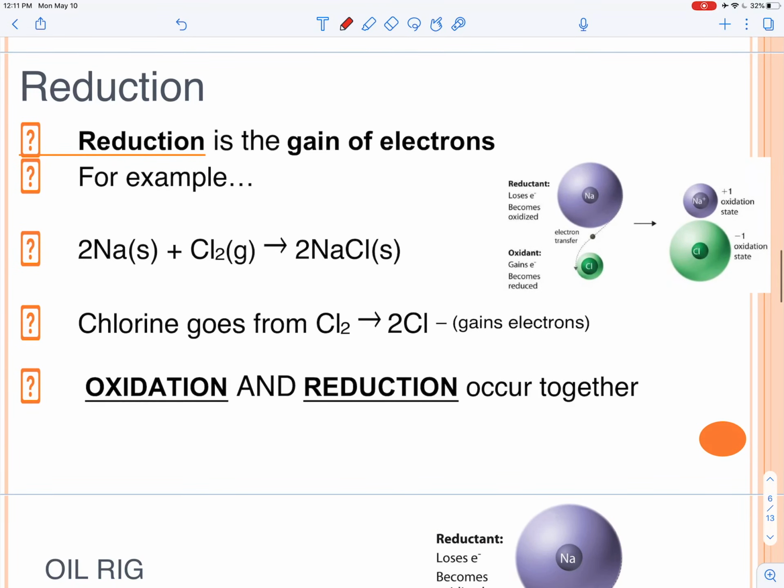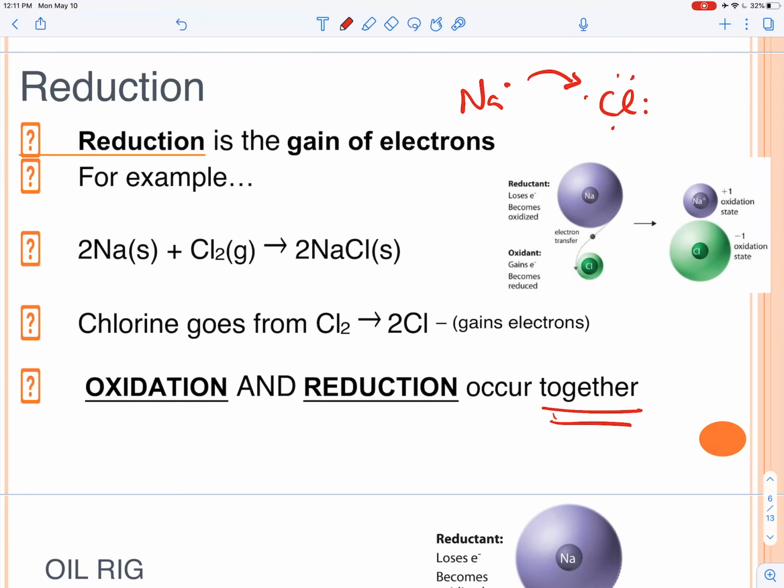Okay, reduction is the gain of electrons. So that chlorine here is going to gain that 1 electron from sodium. So reduction is the gain of electrons. These will always occur together. That's why we call it redox, because reduction and oxidation occur together.